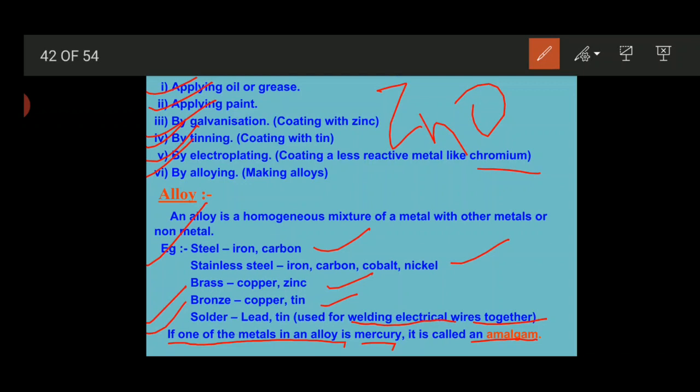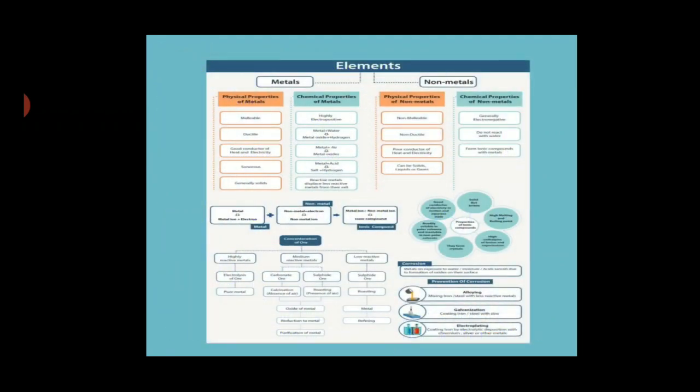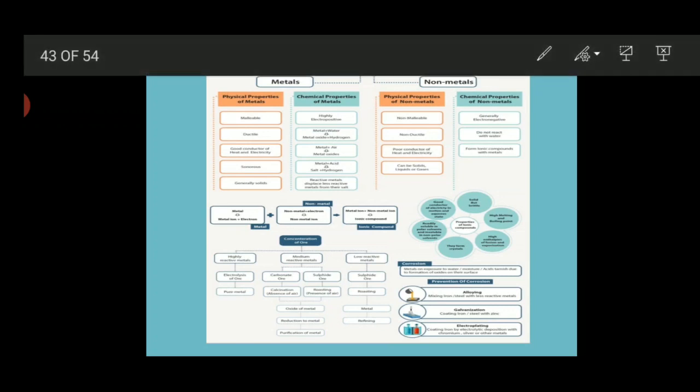Let's see the summary of our chapter with the help of a flow chart. We studied in this chapter that elements are divided into mostly two parts, that is metals and non-metals. Then we discussed the physical properties of metals as well as the chemical properties of metals, and similarly for non-metals. Metals are malleable, ductile, good conductors of heat and electricity, sonorous in nature, and generally solid in form except bromine. These are the physical properties of metals.